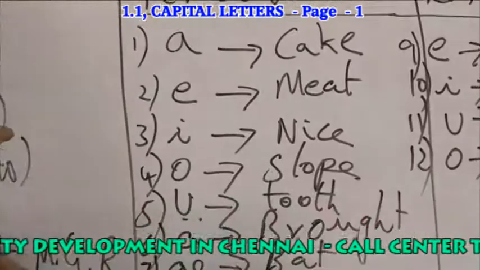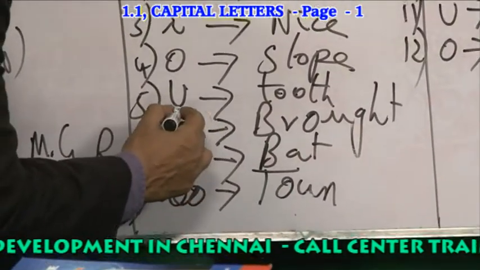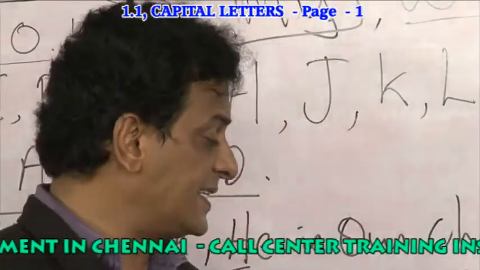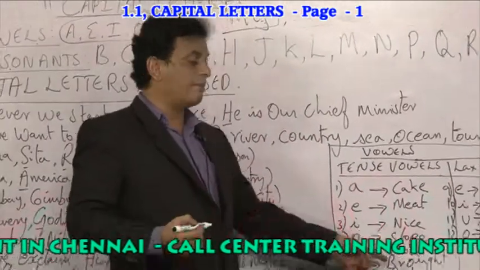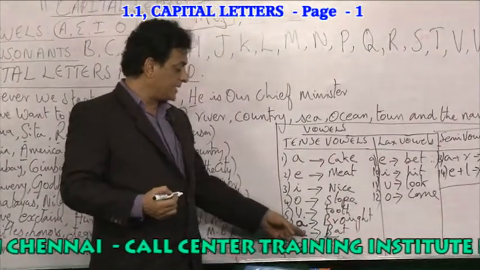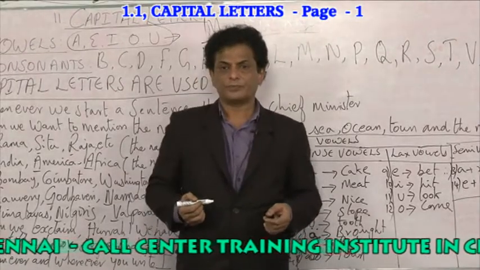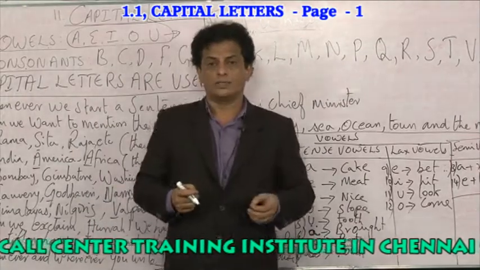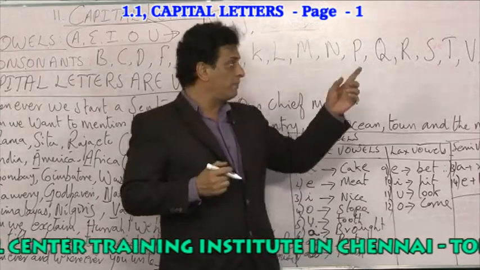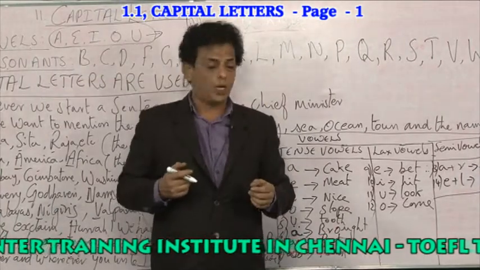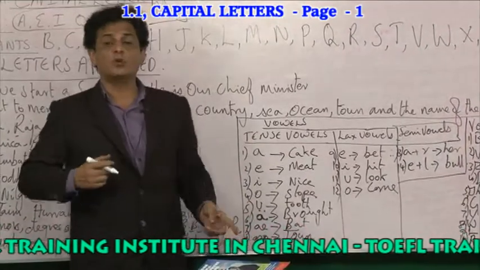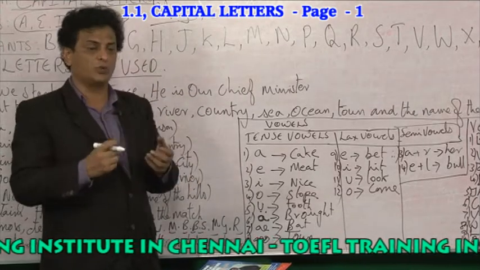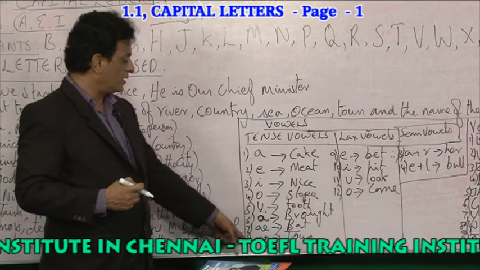Then this A. You write the letter A, and above that 2 dots are put. It means ah, brought. This is A, see cake, and this is ah, brought. A plus E, bat. Now, A plus O sound is ow. In Tamil, you have a letter called ow, but in English, you don't have that letter sound. So here in tense vowels you have the sound ow, town, down. So ow is called a tense vowel sound.